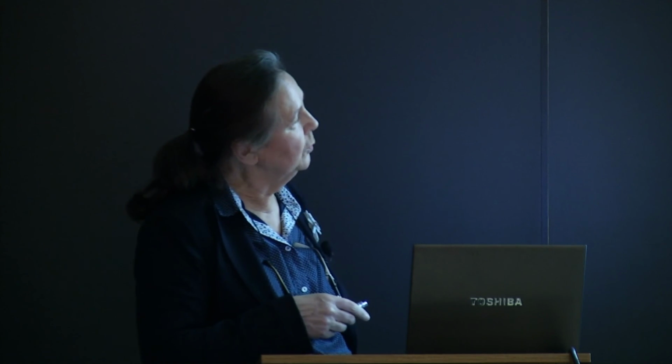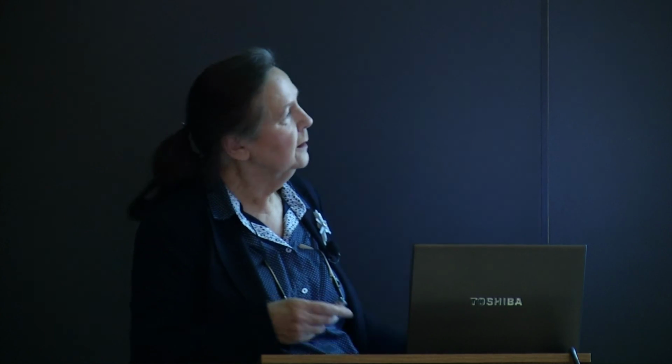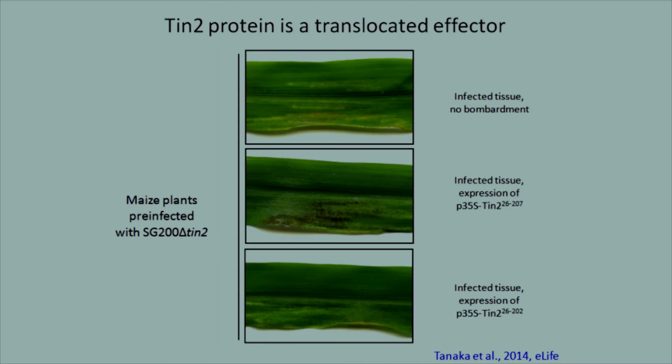So how does one find out where this protein functions? In this case, we bombarded maize tissue with a construct expressing TIN2 protein without its secretion signal. So it should be expressed inside plant cells. And what you can clearly see is if you do that, you get anthocyanin production. And if you do the same experiment with a protein lacking the C-terminal 5 amino acids, there is no anthocyanin induction. This illustrates that this protein is functioning inside plant cells, so it must be translocated.